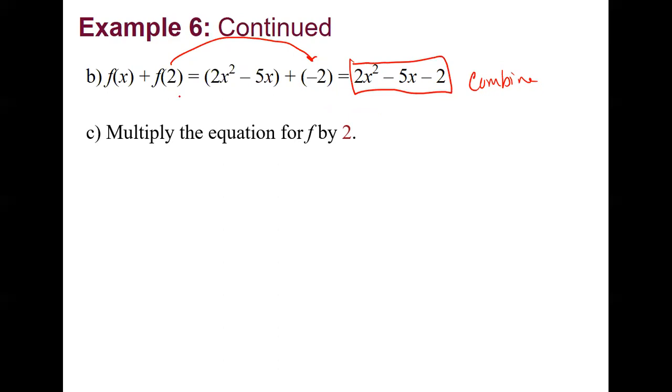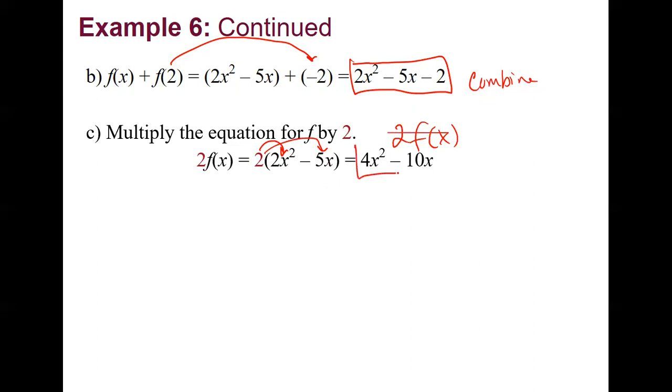Okay. On C, it said we are going to do 2f of x. 2f of x means that I'm multiplying every term in f of x by 2, right? So I'm multiplying every term by 2. And that's literally because I'm distributing the 2 to each coefficient. So I distribute to each coefficient, and I have 4x squared minus 2x. So I can multiply with function notation. Do we see that? So we added with function notation. Now we multiply with function notation.